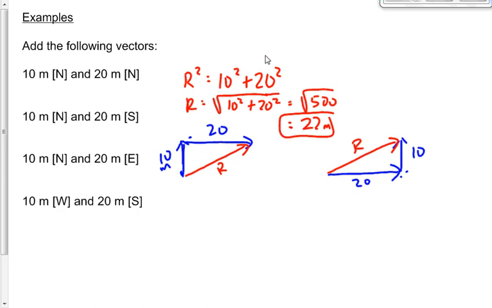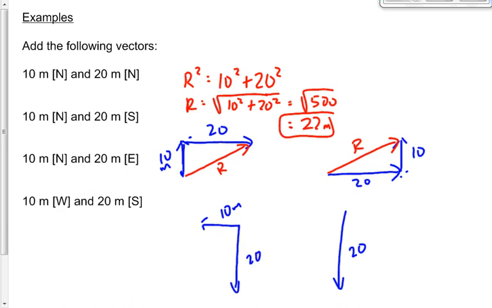Let's do the last one here. 10 meters to the west and 20 meters to the south. 10 meters to the west is this way. 20 meters to the south is this way. Where do we draw it? 20 meters to the south like this.